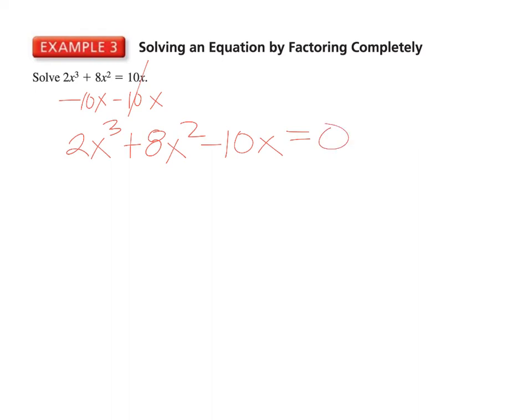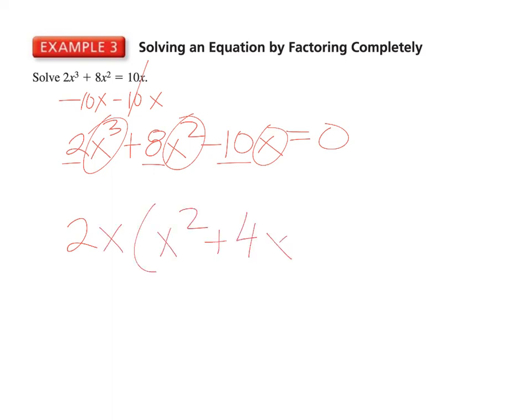Alright, solving an equation by factoring completely. Okay. First thing you want to do when you're solving an equation is push one side to 0. So let me bring that 10x over, and I get 2x to the third power plus 8x squared minus 10x is equal to 0. Alright, so I have 2, 8, and 10. I'm going to factor out a 2. I have 3 x's, 2 x's, and 1 x. I could pull out at most 1 x. So what am I left with? X squared plus 4x minus 5.